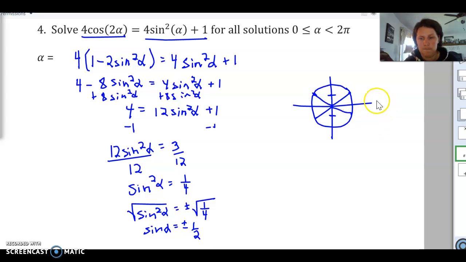Okay, so this is going to occur at pi over 6. This one over here is going to be 5 pi over 6. 7 pi over 6 down here, and 11 pi over 6 here. And those will be all 4 of our solutions.